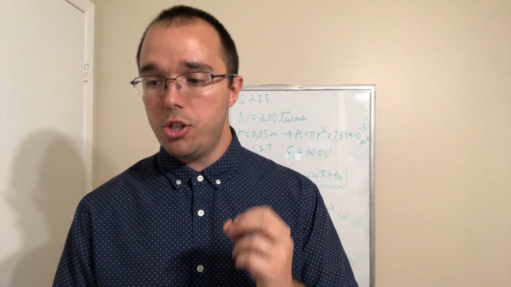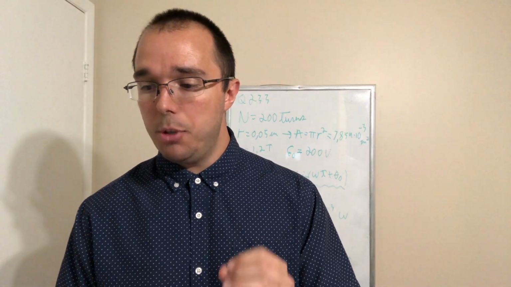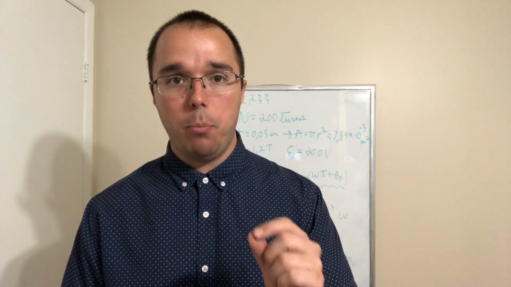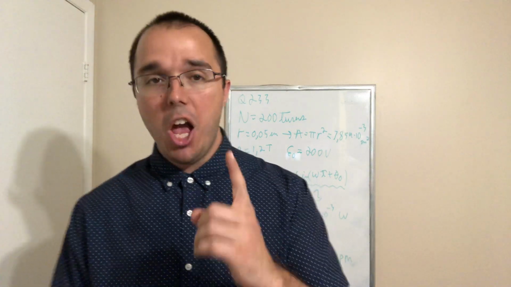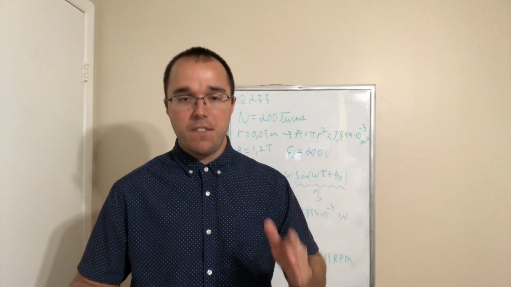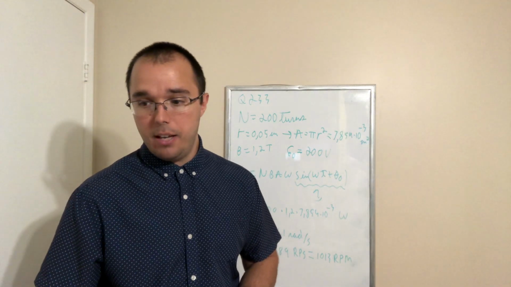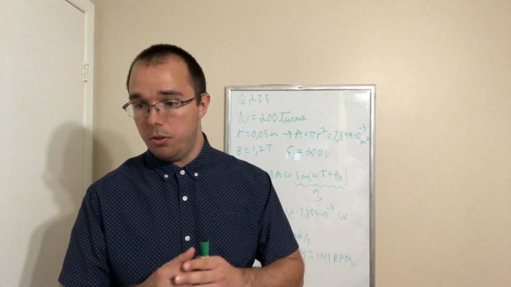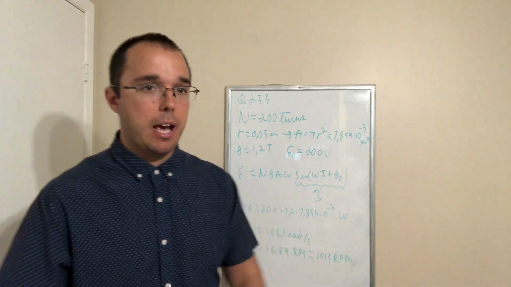The 200-turn circular coil has a 5 centimeter radius and is in the uniform 1.2 Tesla magnetic field. The peak voltage is 200 volt. Find the velocity, the angular velocity or angular frequency, depending on which term you prefer, in RPM.